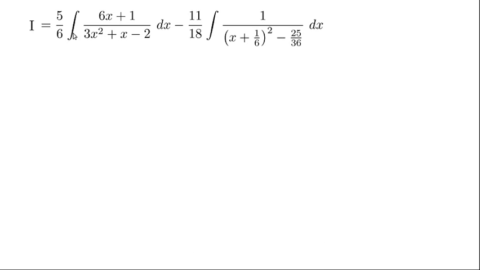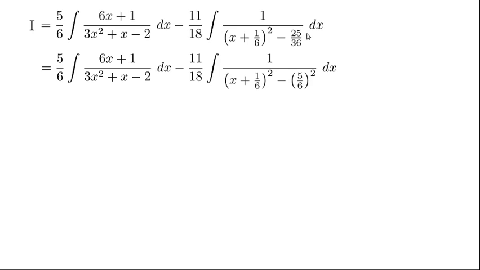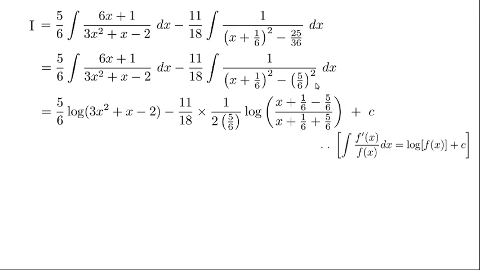So 5 by 6 times integration of 6x plus 1 upon 3x square plus x minus 2 dx minus 11 by 18. So 3 is taken outside, 1 upon x plus 1 by 6 the whole square. And this 25 by 36 is written as 5 by 6 the whole square. Rest of the terms are kept as it is. So now we are going to make use of the formula, that is, the derivative of the denominator is available in the numerator.